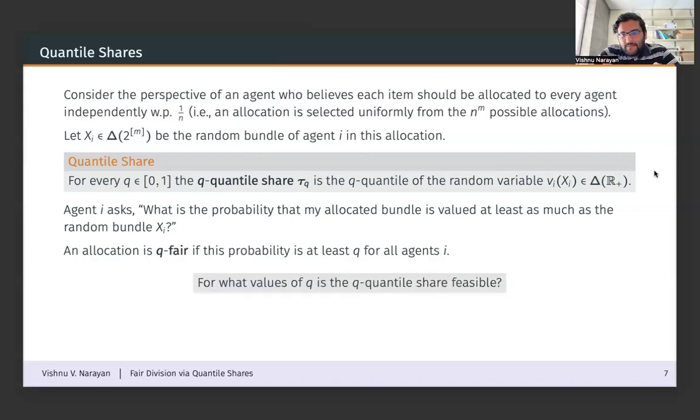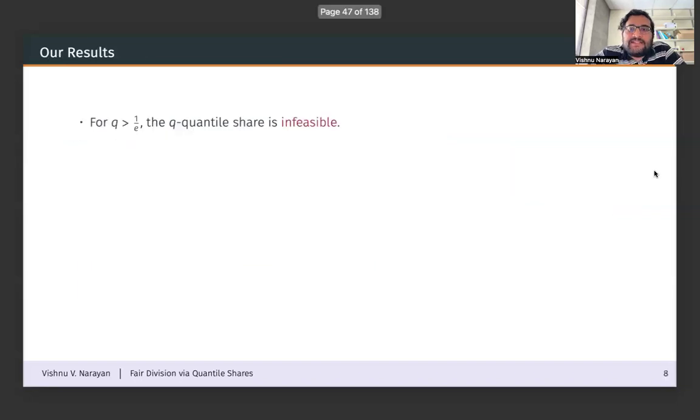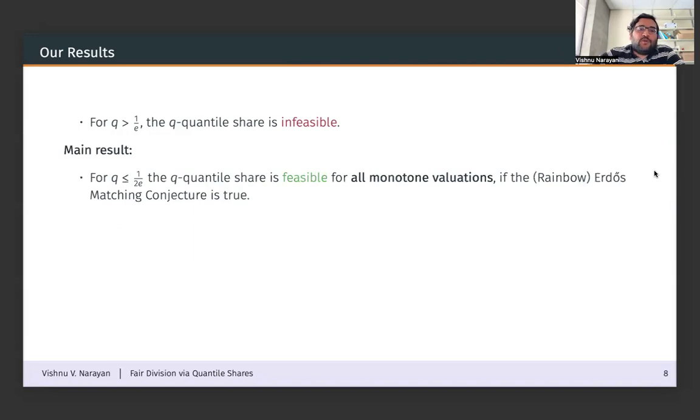And this raises the main question that we're going to study in this work, which is for what values of q is the q quantile share feasible? And our results are that for q more than 1 over e, this constant factor, the q quantile share is infeasible for monotone valuations, but also for many structured subclasses like unit demand and additive valuations. And for q at most 1 over 2e, half the above constant, the q quantile share is feasible for all monotone valuations conditionally. So if this well-known conjecture of Erdős, the rainbow Erdős matching conjecture, is true.